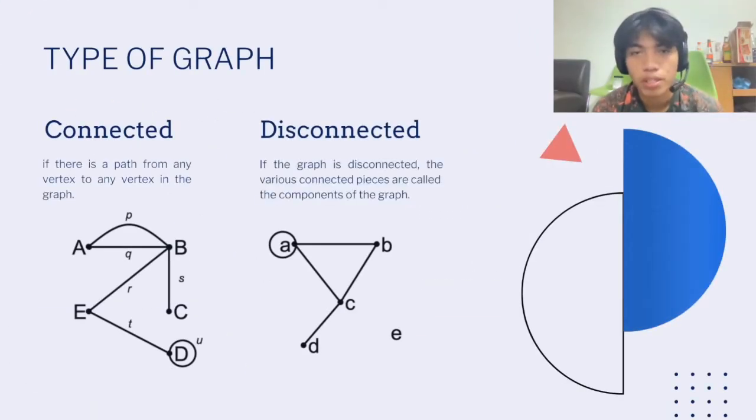Alright, now I will talk about types of graph. There are mainly two types of graph, which are connected and disconnected graphs. For the connected graph, we can see all of the vertices are connected to each other through the edges. None of the vertices are left unconnected, as in the example in the slide. Meanwhile, for the disconnected graph, there will be one or more vertices that are not connected to the main piece, and the connected parts are known as the components of the graph.